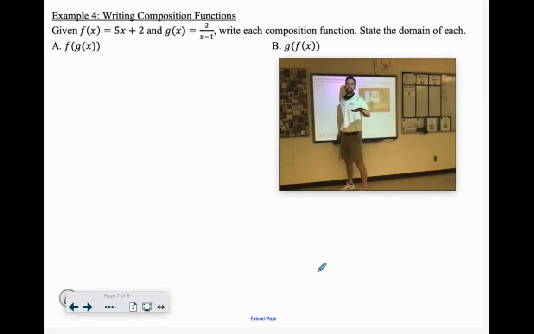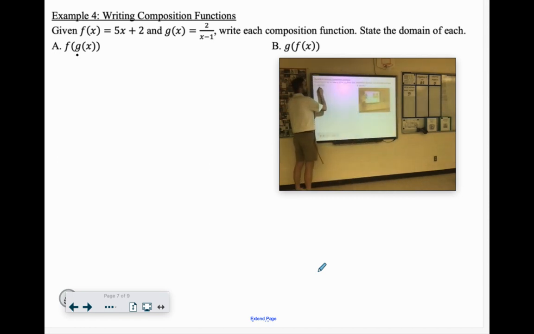Here's where it could get a little dicey. If you just look, it says f of g of x. What? There's no number there. So what this means is we're going to take g of x's function equation, which is this, and substitute that into f of x's equation.